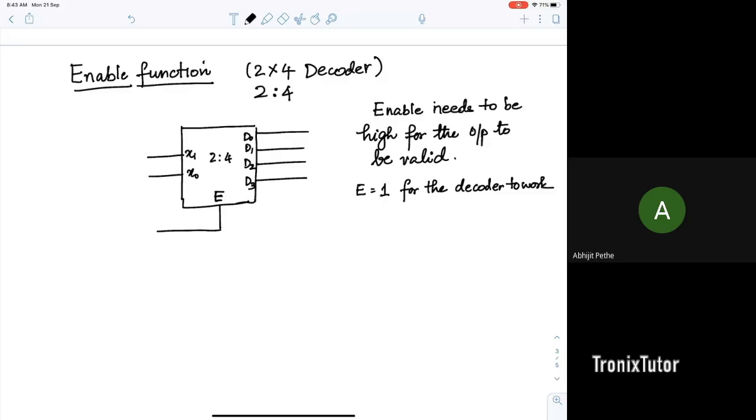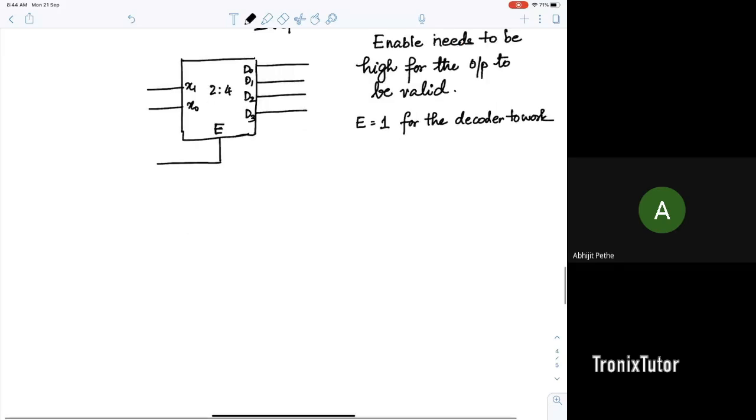So again, whenever you want to look at the output of the decoder, always ensure that enable is high and then look at the output of the decoder. A student asked: shouldn't we have an enable output from the decoder for us to know the output? You can do that. Generally, we use enable basically if you have to shut down the chip or anything like that.